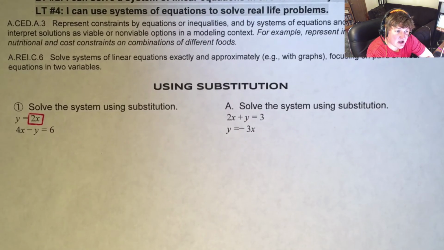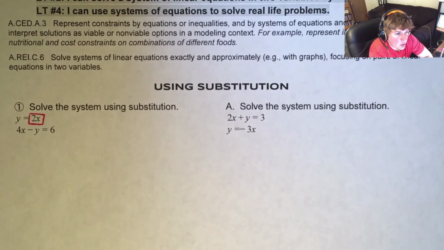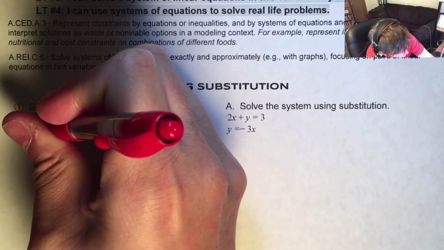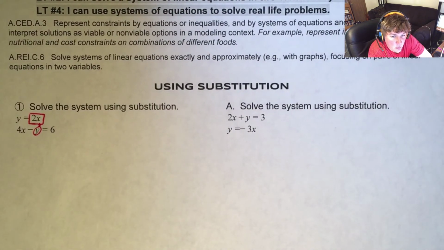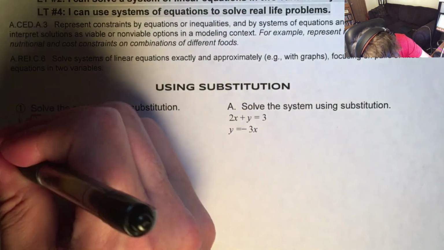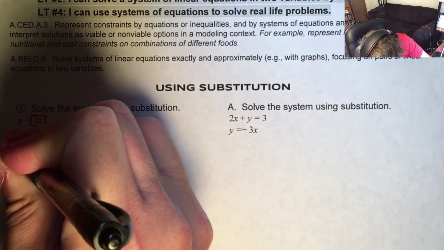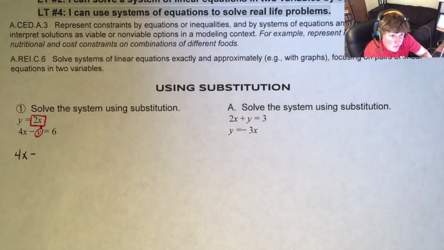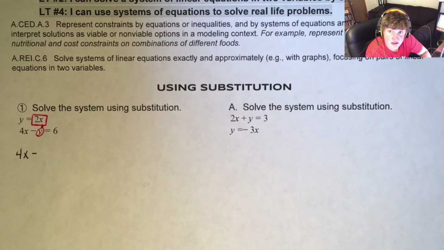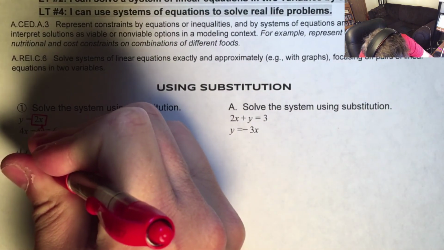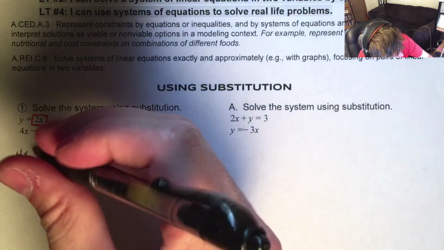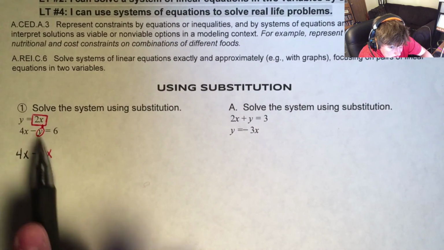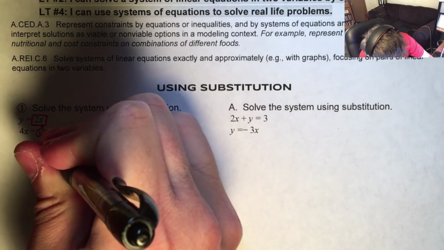So this one's already set up nice and neat for us, right? Y is already by itself. It tells me y is equal to 2x. So what that allows me to do is I can go ahead and plug in 2x for all y's in the other equation. So I can just replace the y right here with 2x. So let's go ahead and see what that looks like. Now I am going to rewrite the bottom equation. But instead of y, I'm going to write what y is equal to. Y is equal to 2x. Okay, so now I have 4x minus y, this is y, is equal to 6.